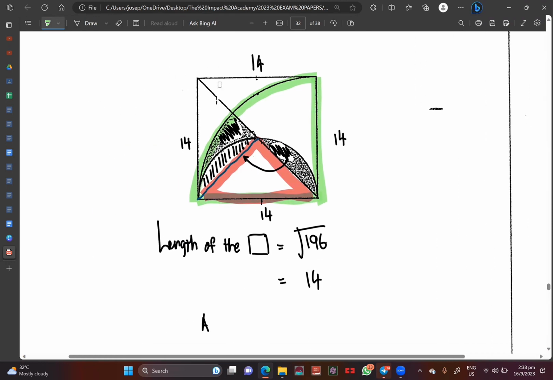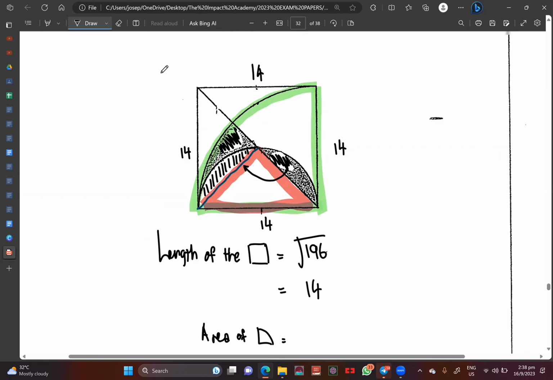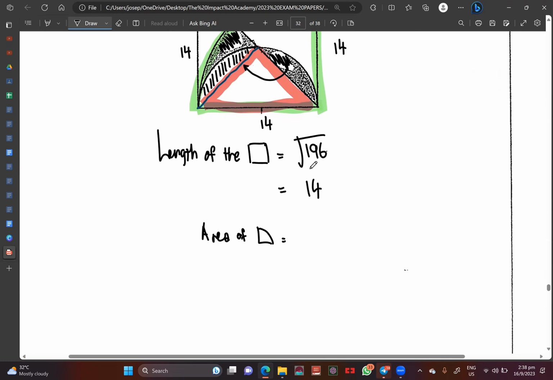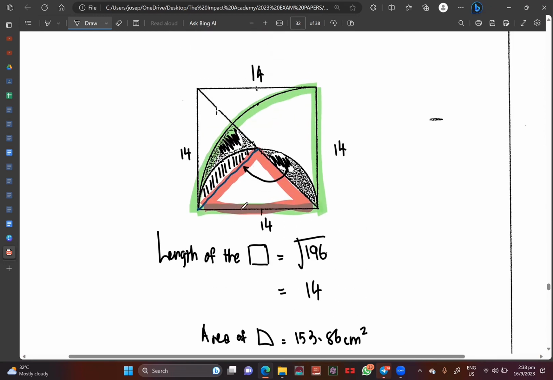Can you see that? So I am going to find area of quadrant, and area of quadrant is basically 1 over 4 pi r squared. So 1 over 4 times 14 to the power of 2. What's my pi? My pi, as you can see over here, is 3.14. So my answer for this will be 153.86 centimeters squared. Correct or not? Now, but that is the area of the whole green color part.